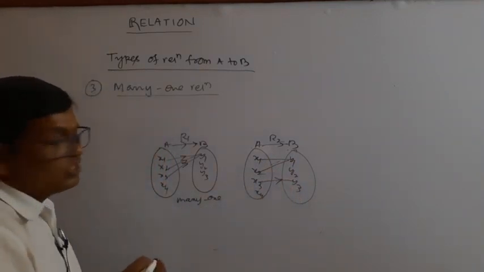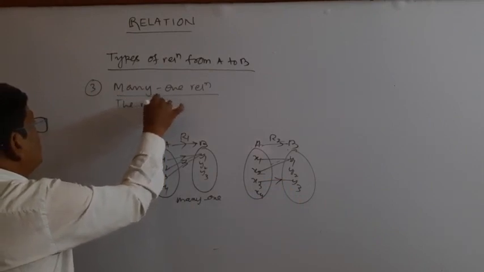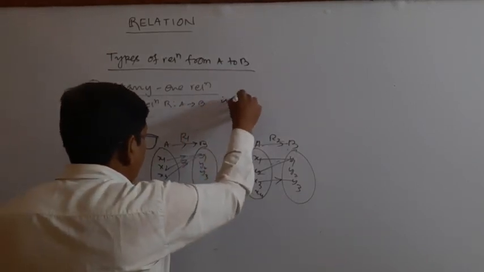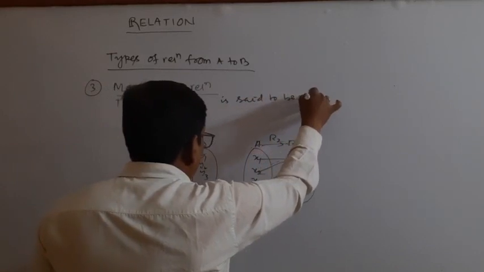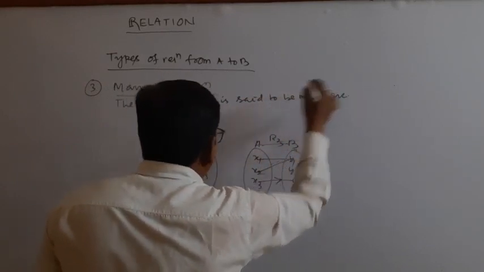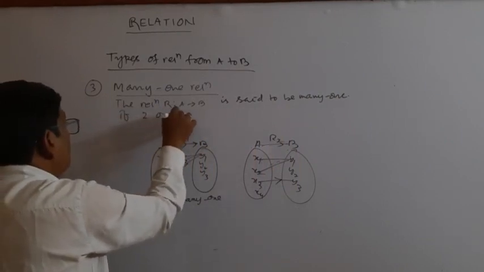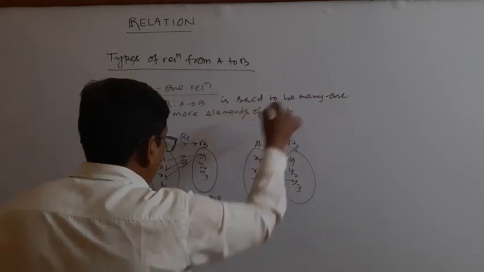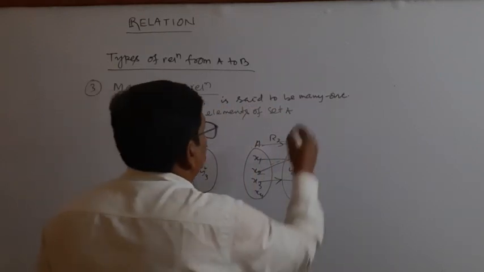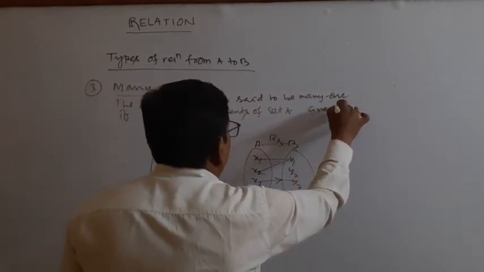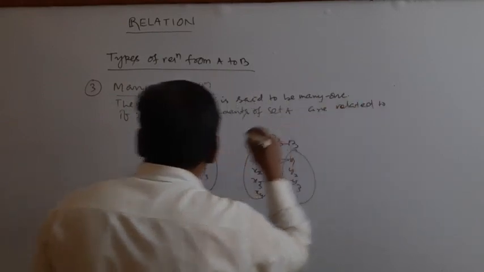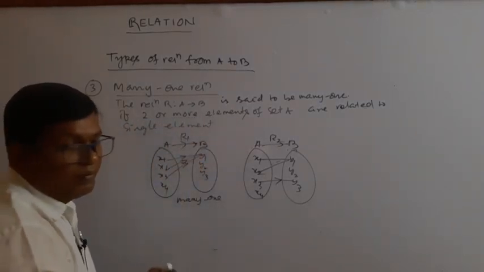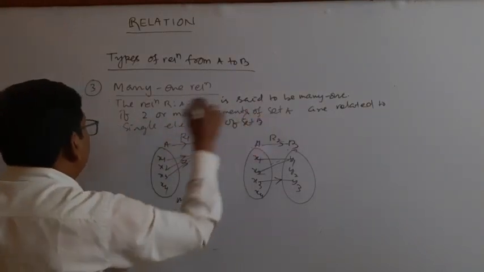What is the definition? The relation R from A to B is said to be many-one if two or more elements of set A are related to a single element of set B. This is the example.